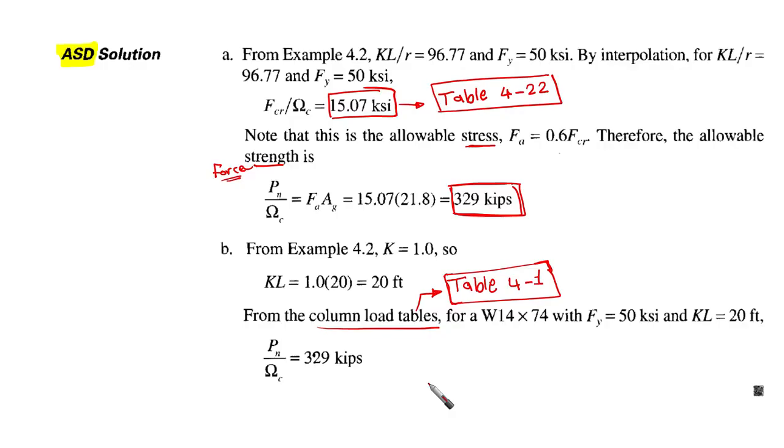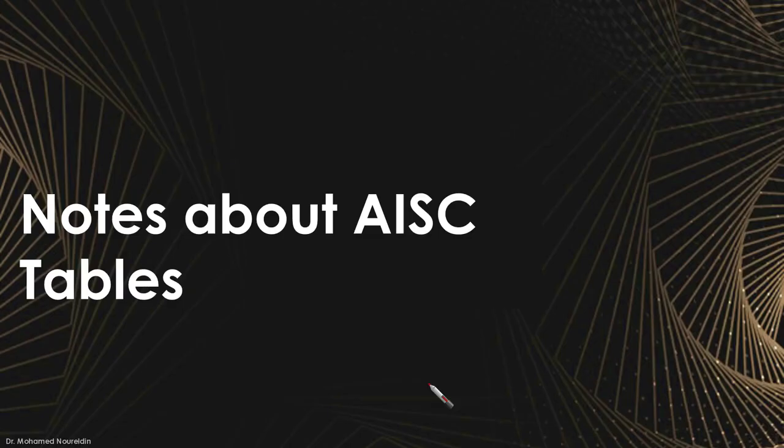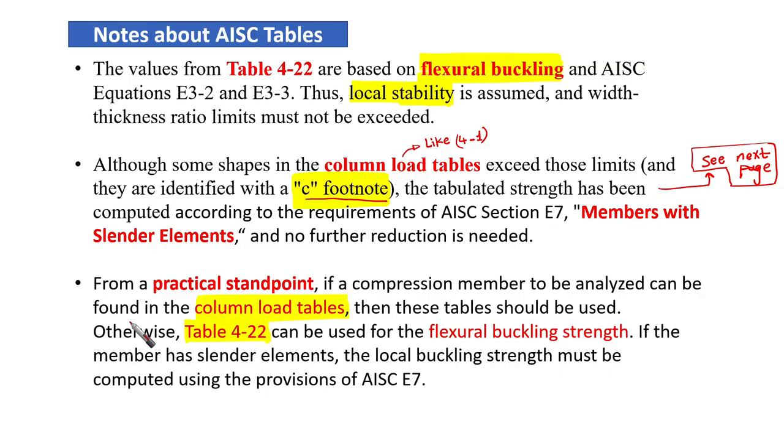Okay, the last thing that I want to highlight here for the tables is a few notes, three notes that I'm going to share with you regarding the AISC tables. It's important to keep them in mind when we are using them. First of all, the values from table 4-22 are based on flexural buckling.